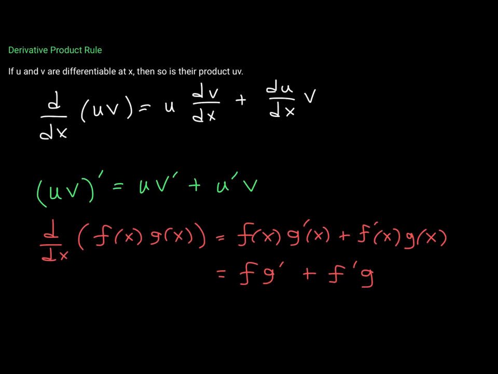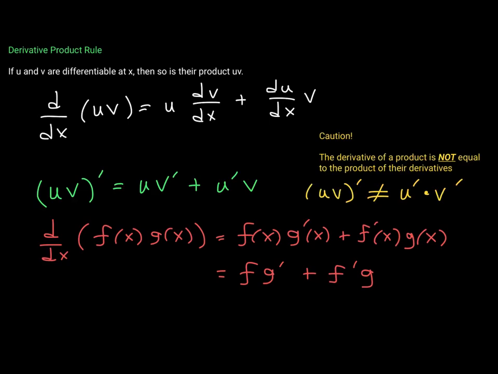In other words, we did not say that the derivative of this product is simply u prime times v prime. That's not true. So I don't know if it's helpful to add this to your notes, but the derivative of a product is not equal to the product of their derivatives. So the derivative of this product is not equal to u prime times v prime.